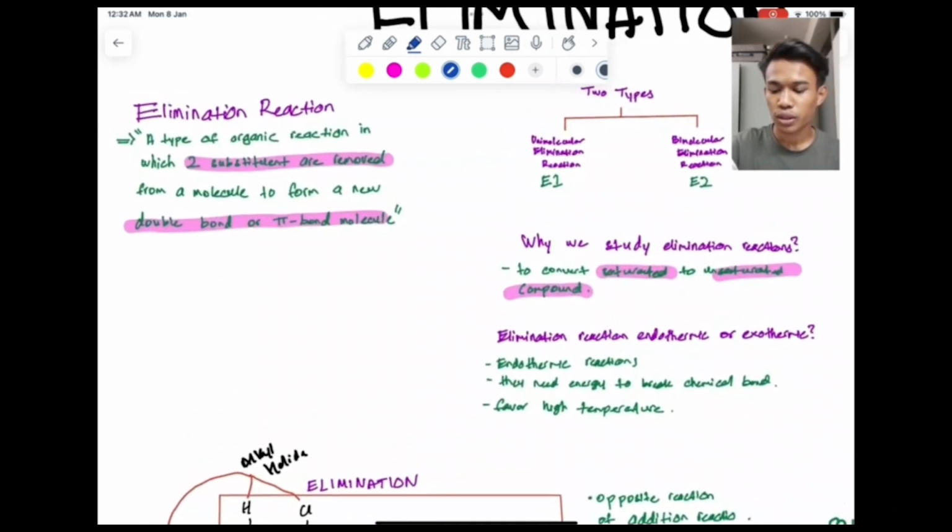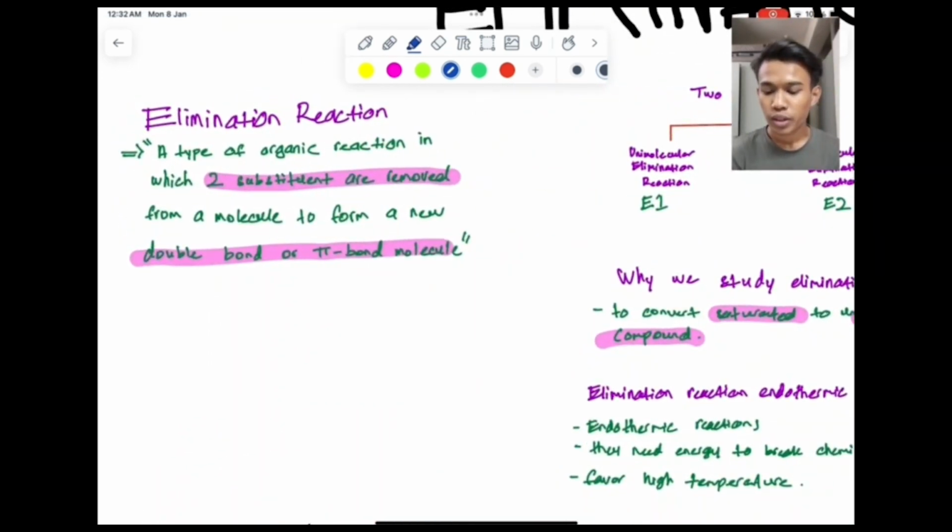So we move to the definition of elimination reactions. An elimination reaction is a type of organic reaction in which two substituents are removed from a molecule to form a new double bond or pi bond.